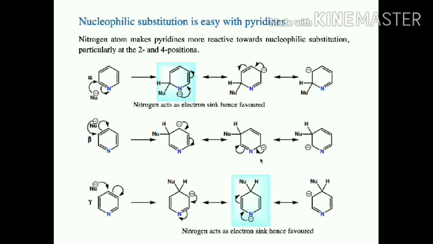So if we see the beta position, that is the third position, such a resonance structure is not possible, so hence it is not favored. So the nitrogen atom makes pyridine more reactive towards nucleophilic substitution, particularly at second and fourth position. Because of these two resonance structures, nucleophilic substitution reaction will take place only at second and fourth.